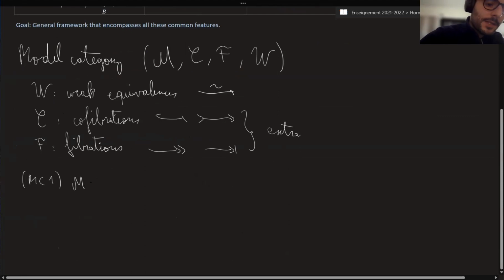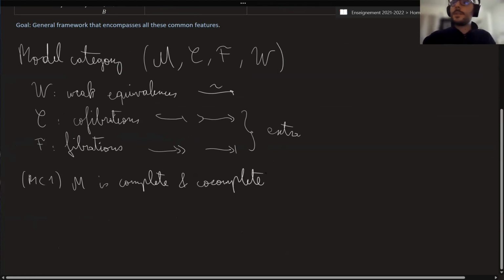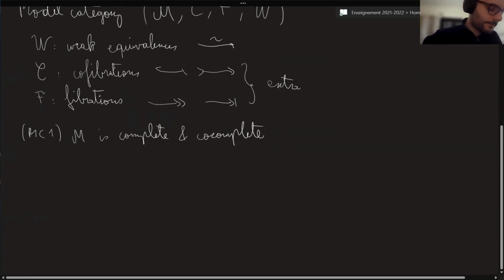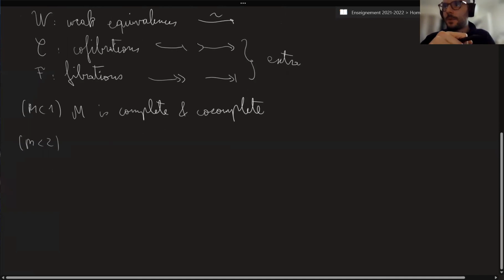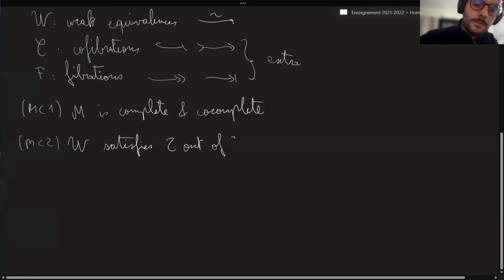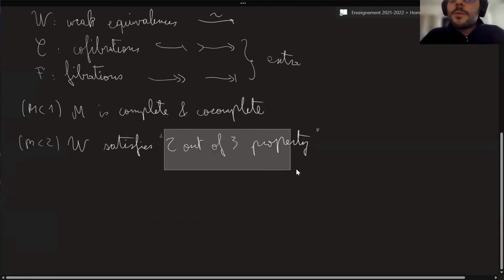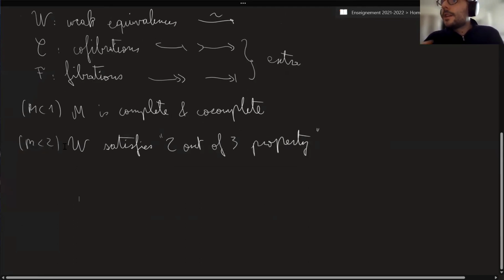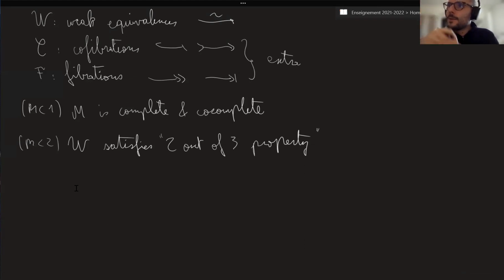So MC1, the axiom is that M is complete and co-complete. So it admits all small limits and co-limits. Okay. So this one is pretty standard, and all examples we are going to see are going to satisfy it without problem. Then W satisfies the 2 out of 3 property. Okay. So I will either call this property 2 out of 3, or I will call it MC2. Okay. The axiom numbers are arbitrary, of course. We can reorder them if we want, but this is the classical order.